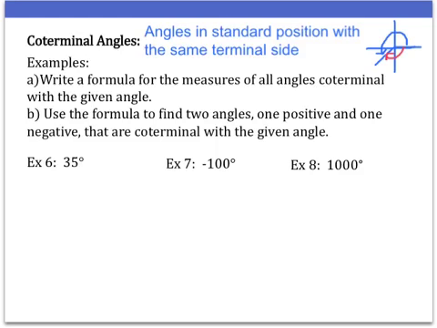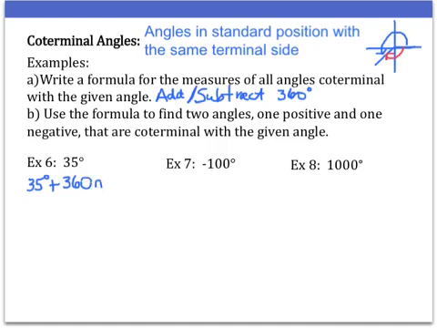So let's do an example. Basically what you're going to do is add and subtract 360 multiple times. You're going to keep from the angle that you're given. And the number of times that you add and subtract we're going to represent with an n. So it would be 35 degrees plus 360 n. Number of times that you're going to go around.